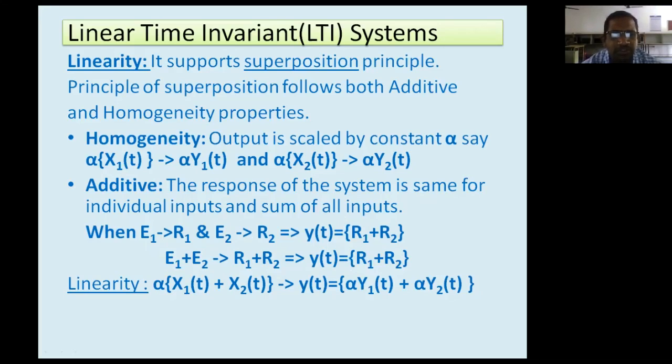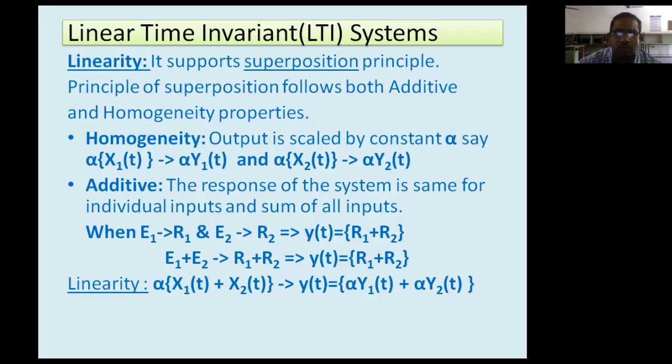In the superposition theorem, in order to find the output of a system for multiple inputs, we apply one input and find the output for that corresponding input. Like that, for every input we find the corresponding outputs. After we get all the outputs, we say that if we add up all these inputs, the output is simply the sum of the individual outputs. That property is known as the additive property.